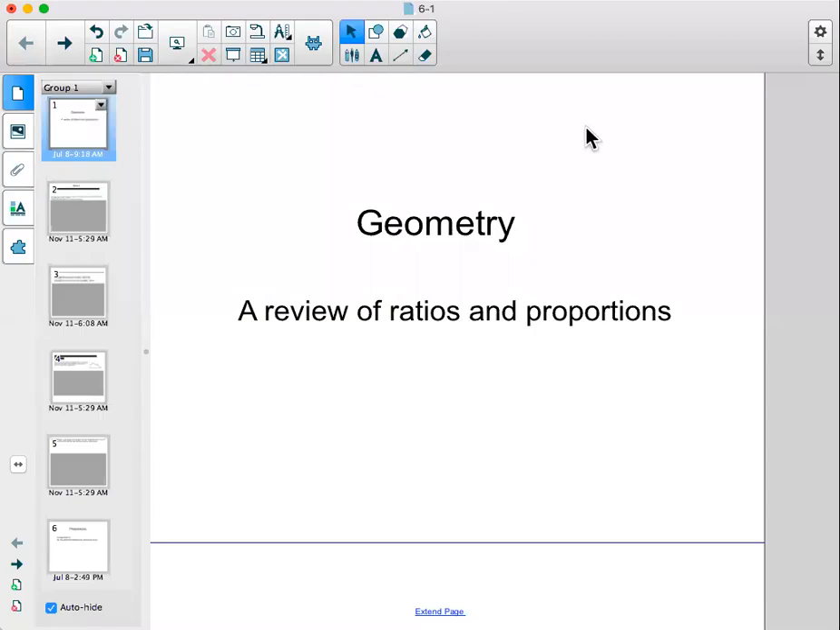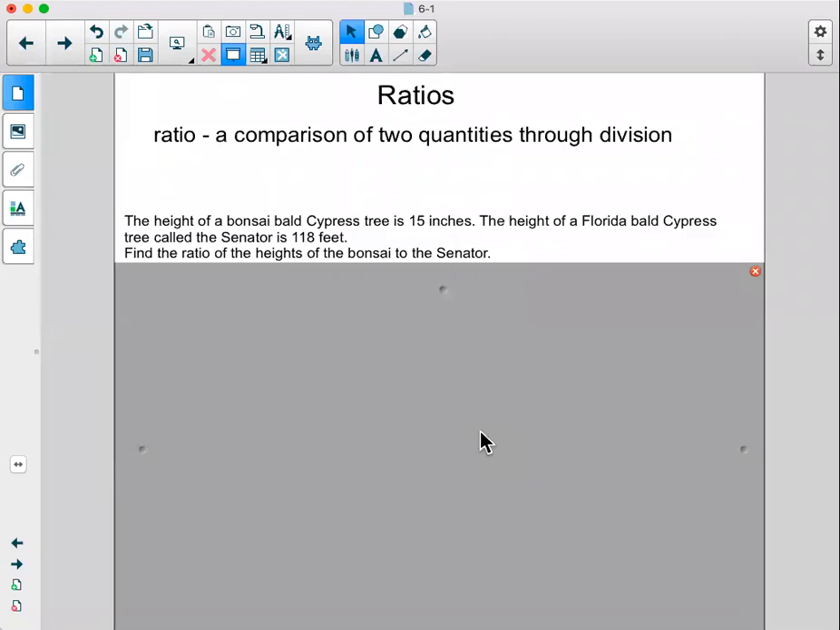Hello, geometry students. This video is going to give you a little review of ratios and proportions because we're going to need them during our study of similar polygons, which will be the next thing we tackle. So what is a ratio? A ratio is just a comparison of two quantities through division.